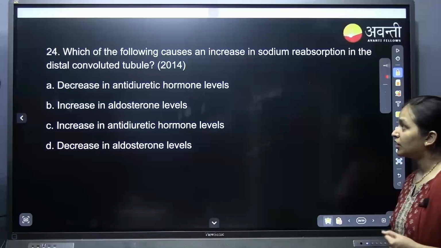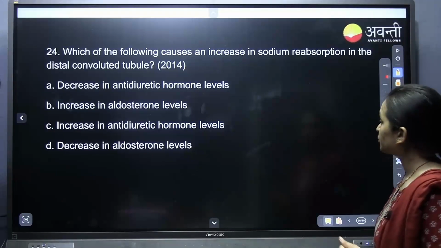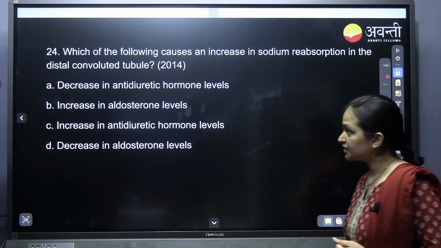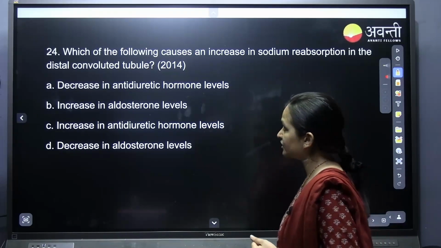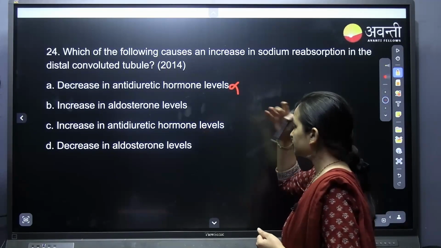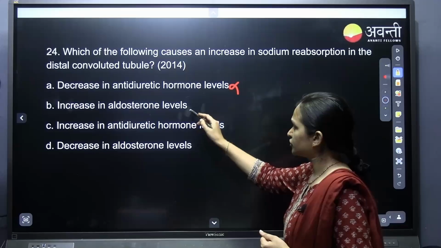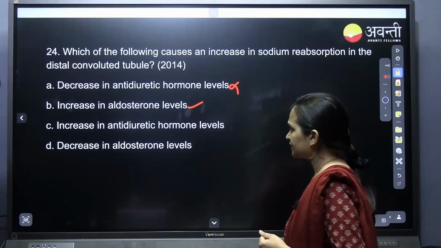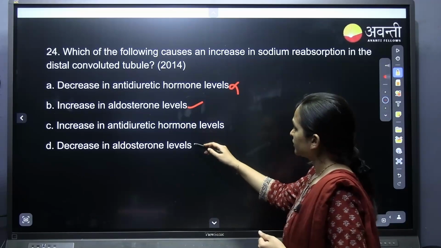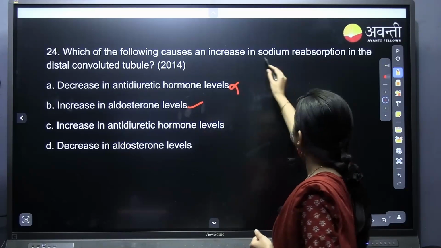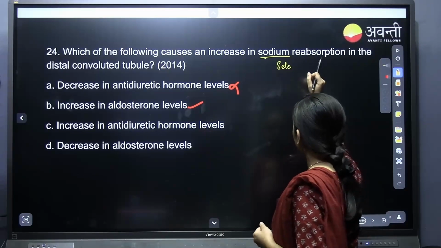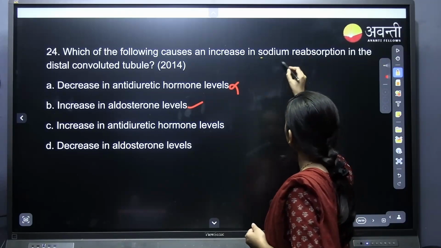Which of the following causes an increase in sodium reabsorption in distal convoluted tubule? Tell me. Decrease in antidiuretic hormone levels, no. Increase in aldosterone levels, yes. Increase in antidiuretic hormone levels, no. Here it is sodium reabsorption, not selective, conditional reabsorption.